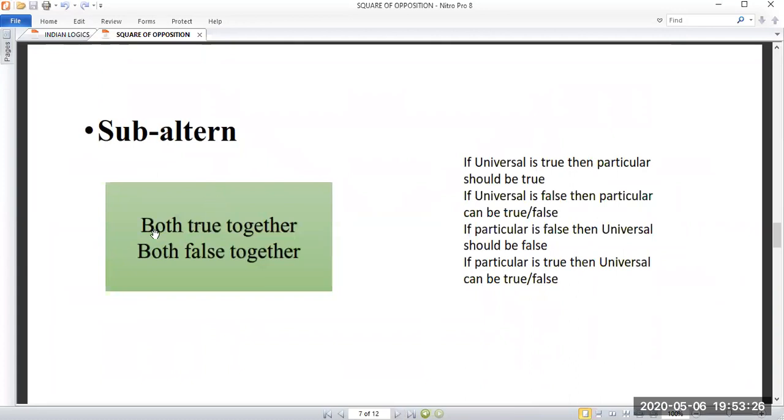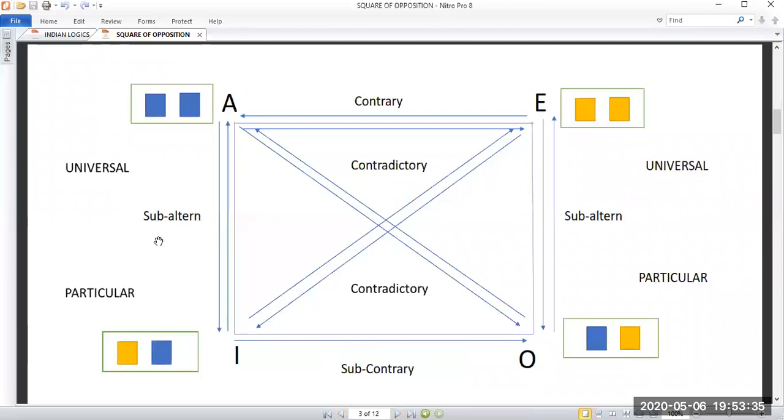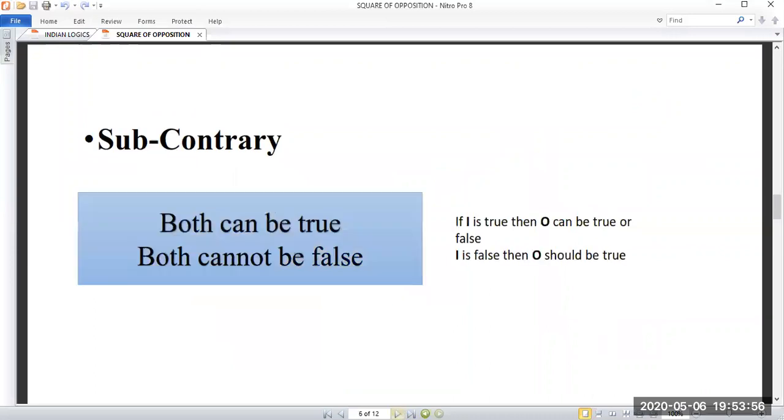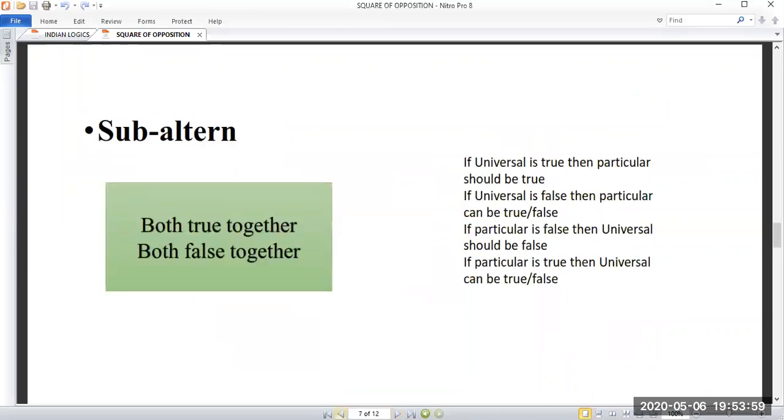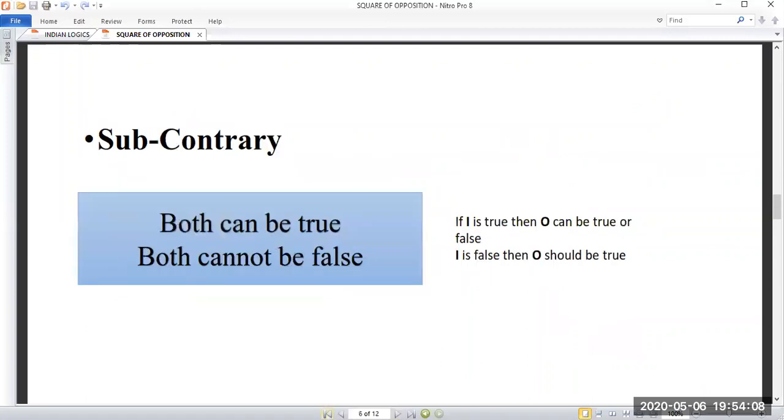So subaltern means both true together, both false together. If particular is true, then universal can be true or false. So I will take in this case particular is true. Some are not blue, but in this case both are yellow, that means no balls are blue. If particular is true, then universal can be true or false. Are you getting what I am telling? Both true together, both false together. If particular is false, then universal should be false.